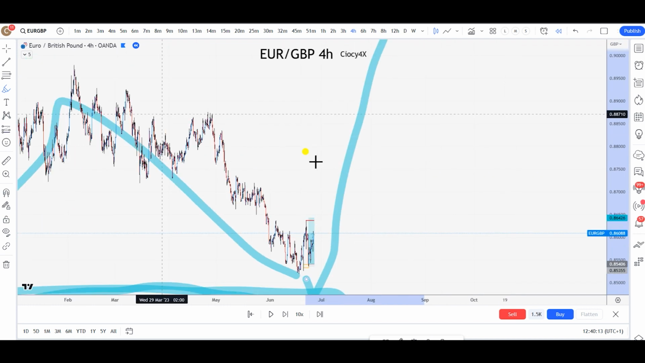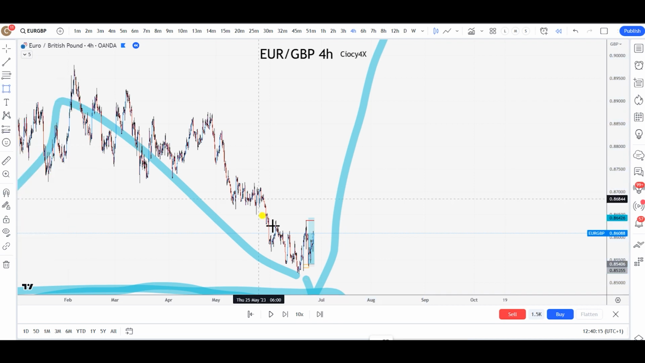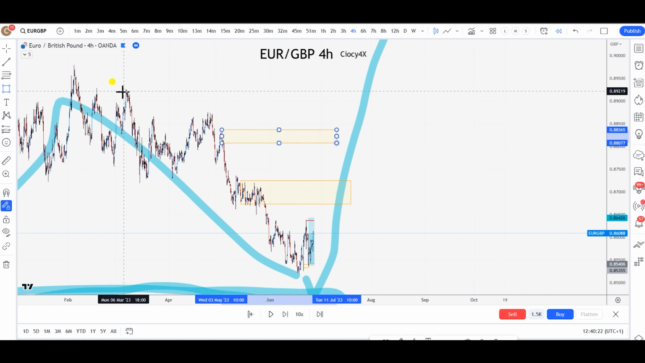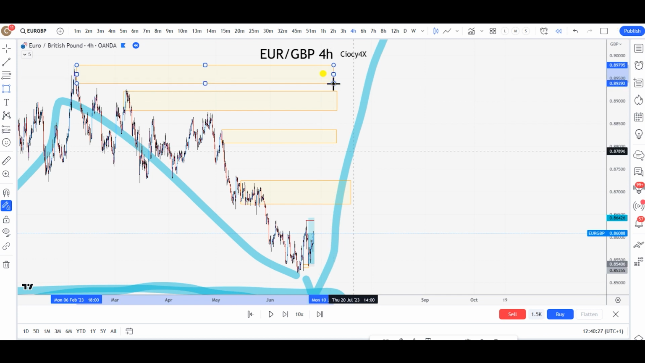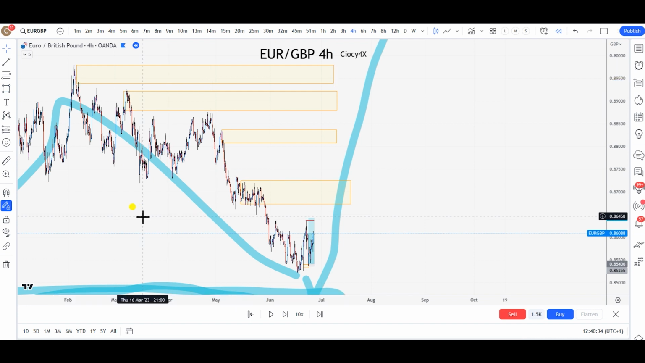So where are the supply zones? There are several zones over here, like here. Sorry, one second. All right, here. And then we have this one, and so on. Now, I know those zones are very big, and there are actually ways to refine them, making them really small, which is something I will probably cover in another video in depth.